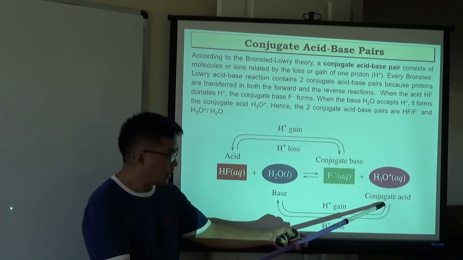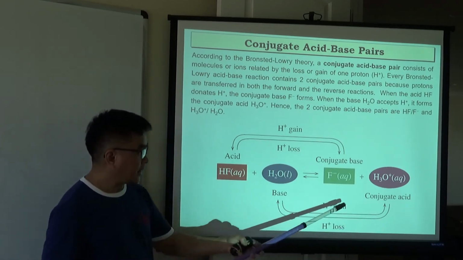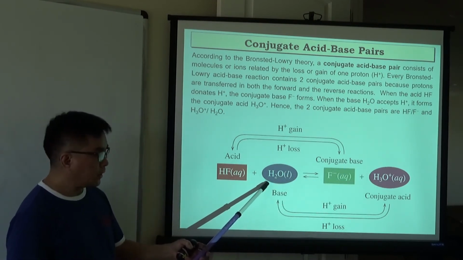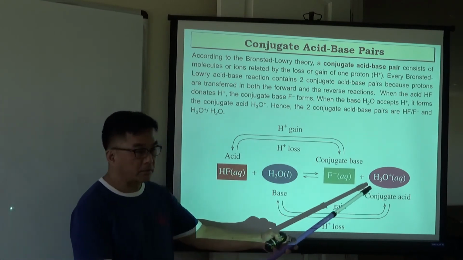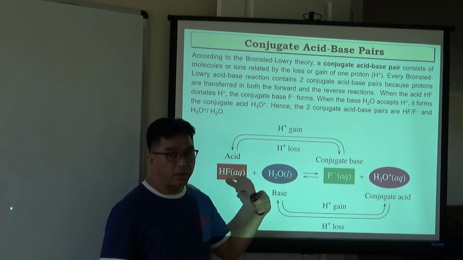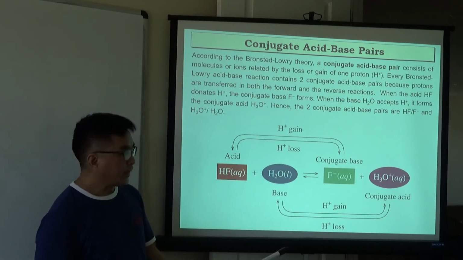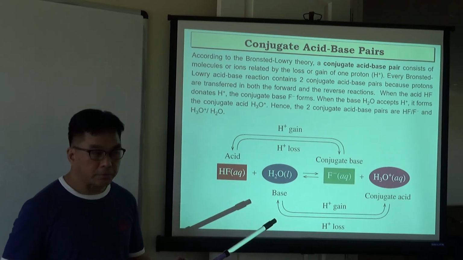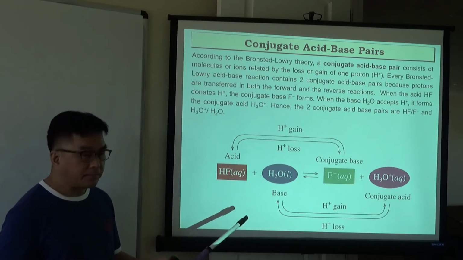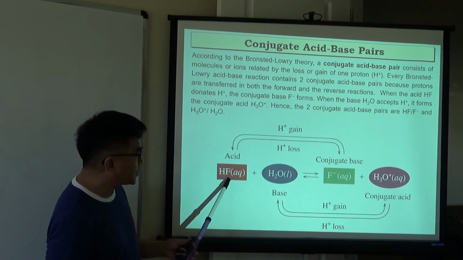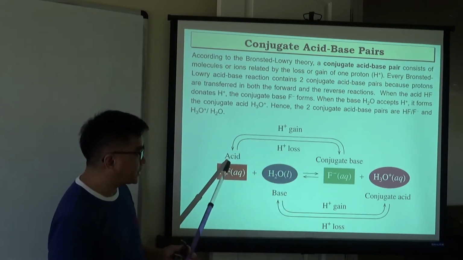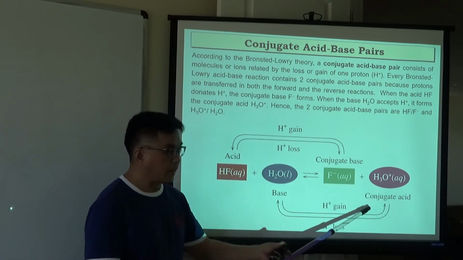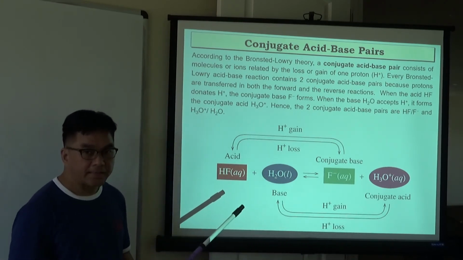And then again, if you go back the other way, it donates a proton to fluoride ions to go back to become water. So in this case, it is an acid in the reverse reaction because it donates a proton. So therefore, in any Bronsted-Lowry acid-base reaction, there are two conjugate acid-base pairs. HF and F minus is the first conjugate acid-base pair, and the other one is water and hydronium ions, the second conjugate acid-base pair.